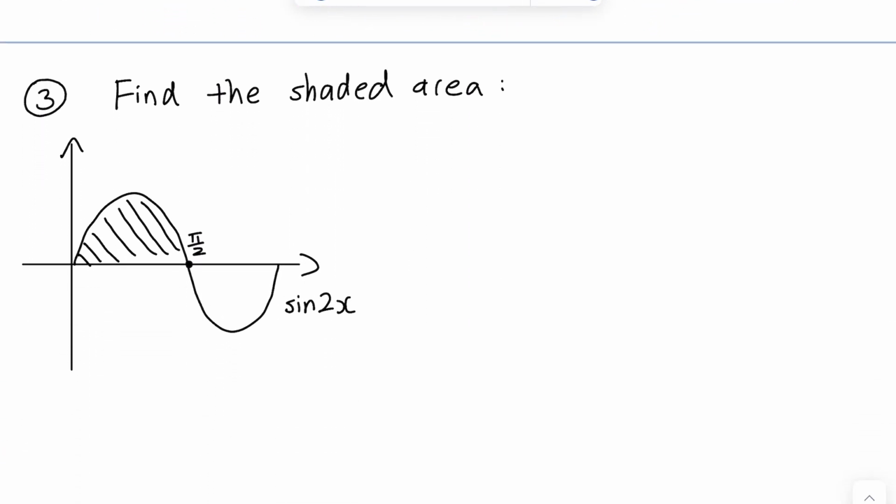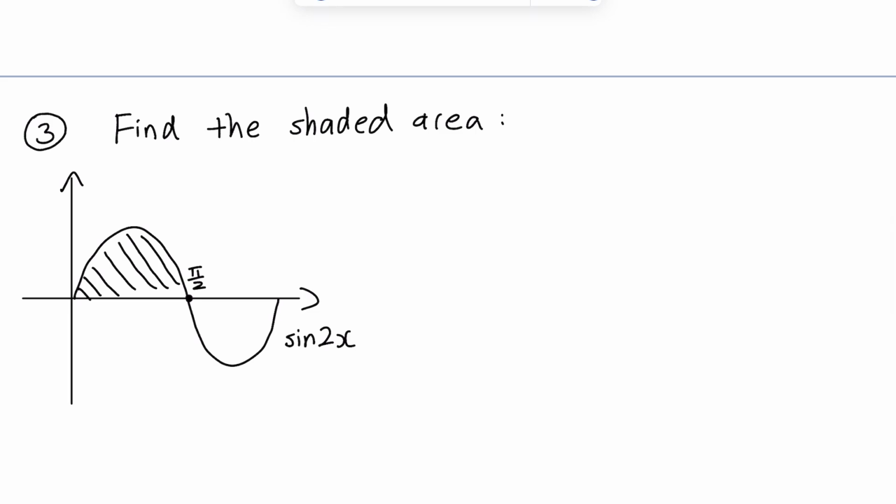This time we're given the area. So we know that our graph given is sine 2x. And we want to find the shaded area. So first of all, let's write that down. Because we're finding the area, as I mentioned earlier, we're going to use definite integral. And what is the lower bound and upper bound? From the shaded area, we're given that the upper bound is pi over 2. And here we can assume is 0. So it's from 0 to pi over 2 of the function sine 2x.